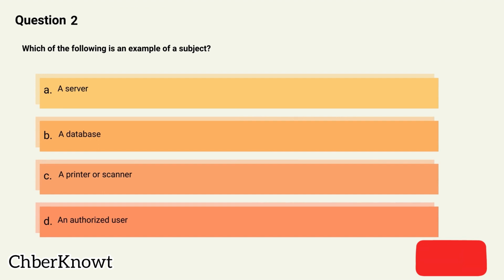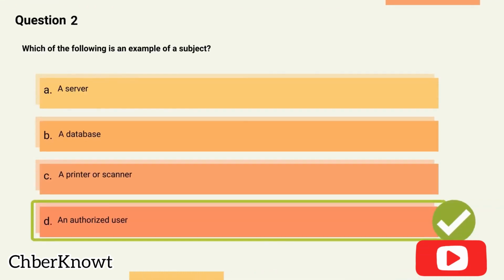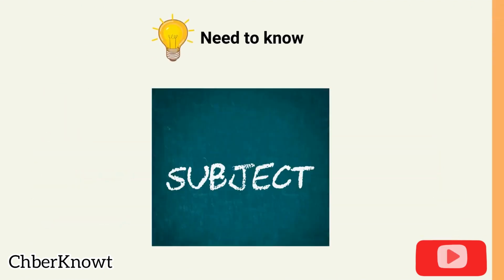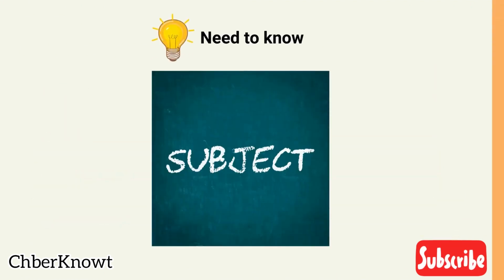The correct answer is Option D. An authorized user. Explanation. In computer security and access control, a subject is an entity that can perform actions on objects, such as accessing a resource or modifying data. An authorized user is a specific type of subject that has been granted permission to access certain resources or perform certain actions within a system.